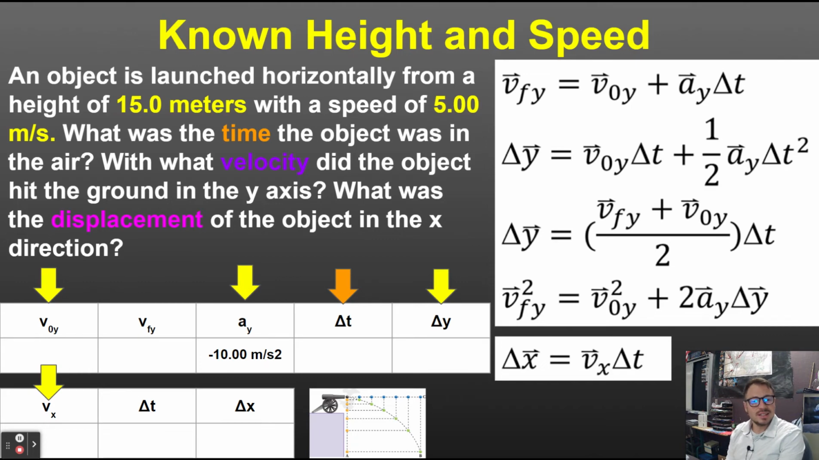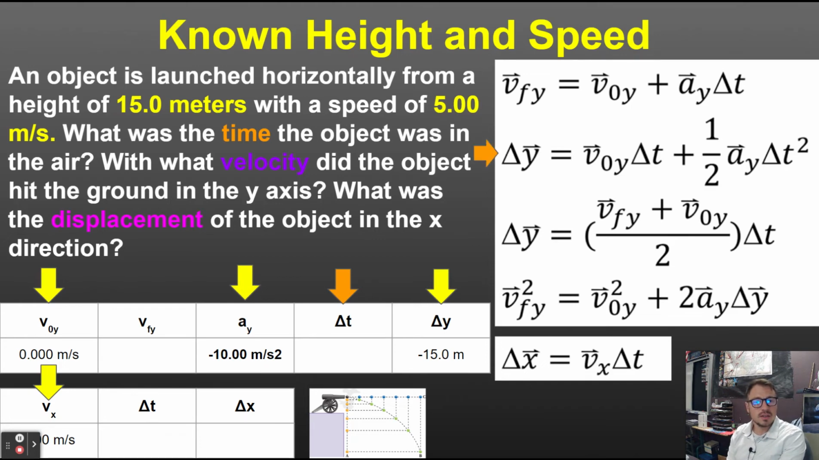The displacement, this one's tricky. Height is a scalar quantity. The displacement in the y direction, it's going to end below where it started, so it's going to be negative. So my displacement is going to be negative 15 meters, and I do know the velocity in the x direction, it's 5 meters per second. So let's just look at the y coordinate, right? Let's find the equation that has all 4 of these variables, or let's find the one that doesn't have the final velocity in the y direction.